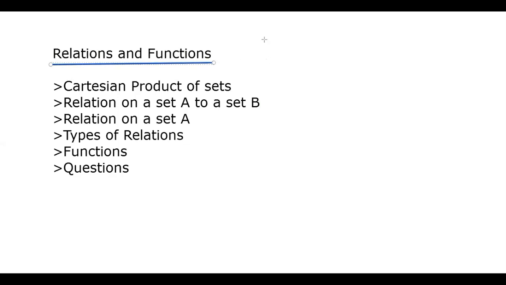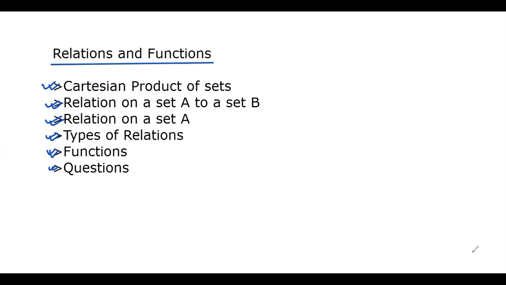Relation and functions. Under this topic, what exactly are we going to study? First, let us go for depth, and then we will start one by one. First, Cartesian product of sets, what it is. Then relation on sets A to B. Then relation on a single set, that means A to A. Then types of relations. Then functions, and then a lot of questions. And in between, we'll see some mathematical tools which will be helpful for working out the domain and range of a set. So without much delay, we are going to start with relation and functions.